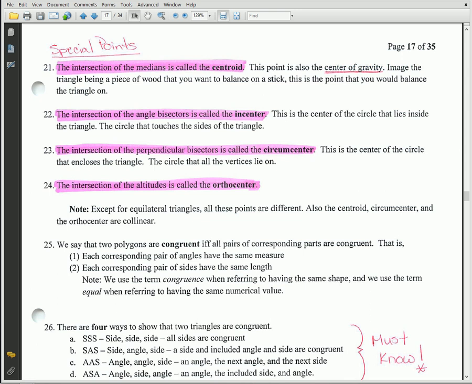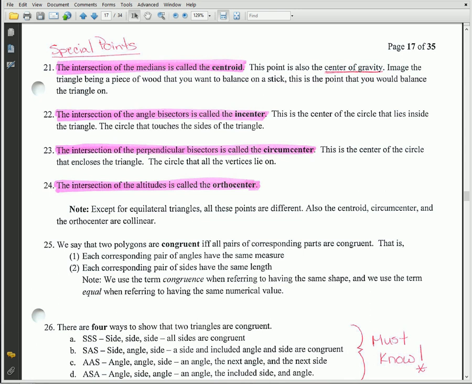Imagine that you have a triangle, a piece of paper, and you want to balance it on the tip of your finger. That point at which you can balance it perfectly is the center of gravity, and this is the intersection of the medians.